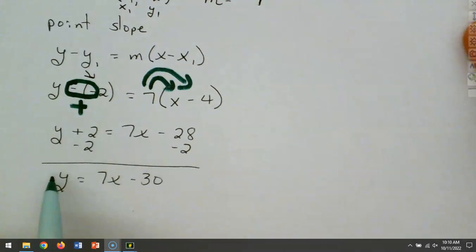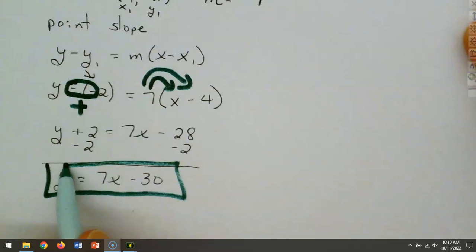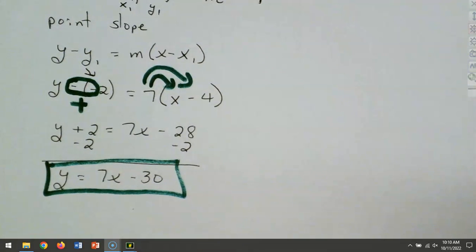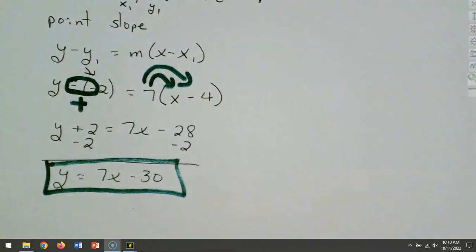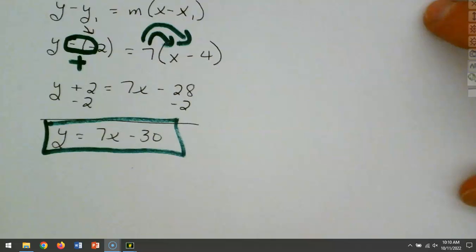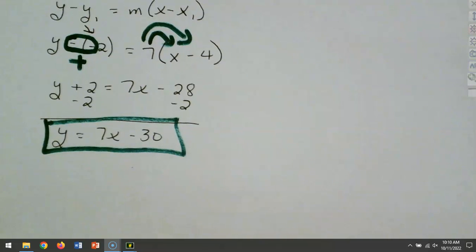And that is in slope-intercept form. Absolute easiest way to do these. A lot of times students get confused. If you follow the directions on that flow chart, you will not have trouble at all with these. If you try to do other techniques, it's not going to work as nicely.